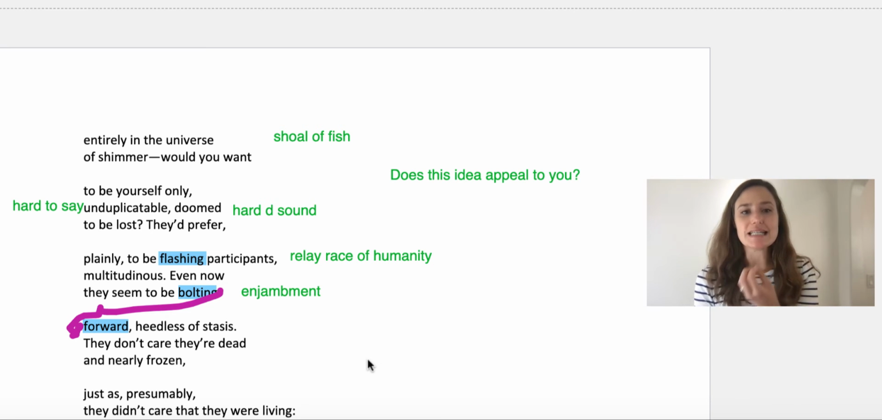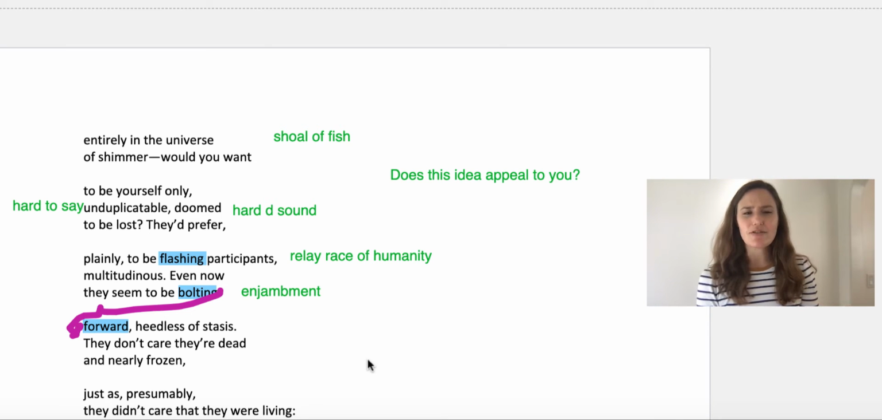Okay, so I think the words that I'm kind of stumbling over, the first one, unduplicatable, doomed, there's a lot of hard D sounds, right? There's consonants there, and D is a pretty harsh sound. At least for me, it's hard to get out those words. It doesn't sound as positive, especially when paired with the word doomed and lost. But they prefer plainly to be flashing participants. We have more alliteration there with the beginning letters of the words plainly and participants.